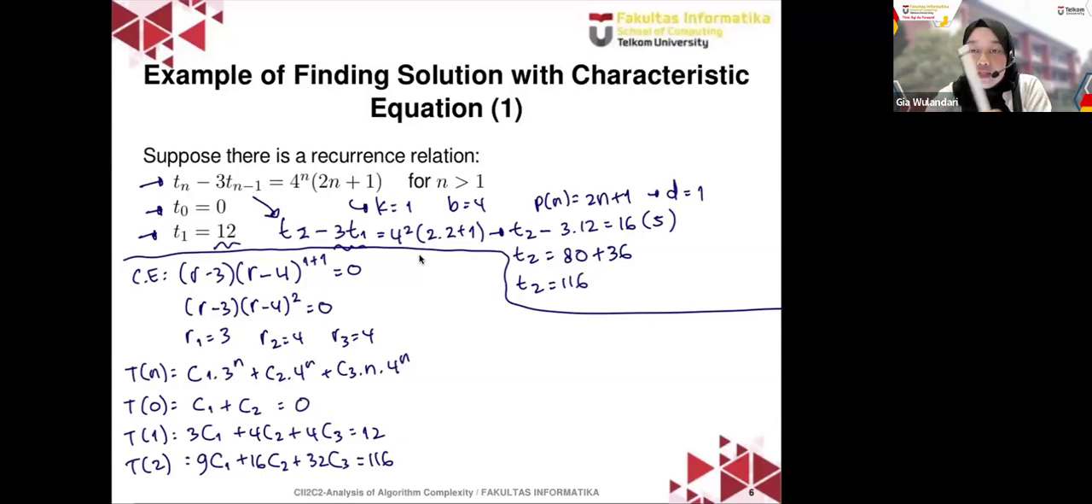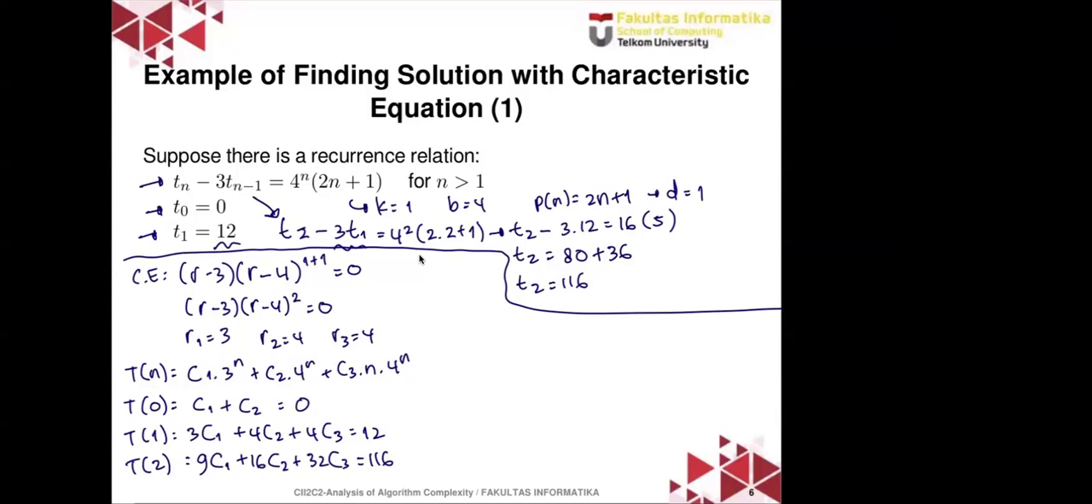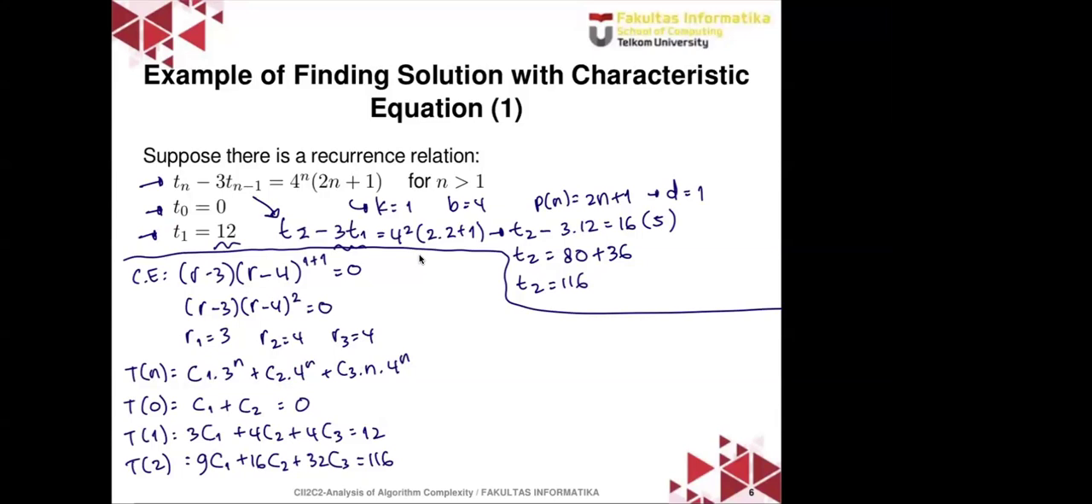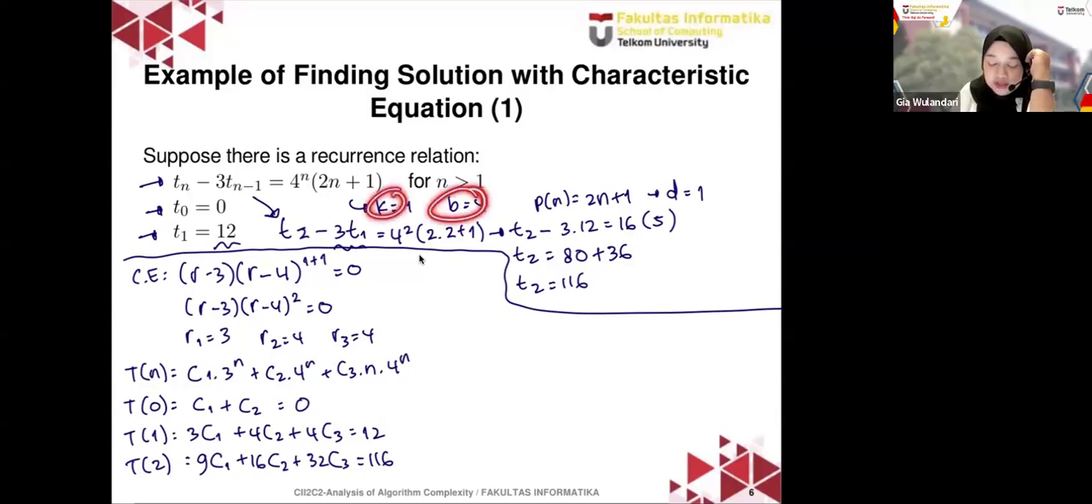Yes, Rafi, do you have any question? Permission to ask, Miss. For the k equals to 1 and b equals to 4, how can we get it, Miss? Okay, k equals to 1 and b equals to 4. Oh, we know, okay. This one, yeah.